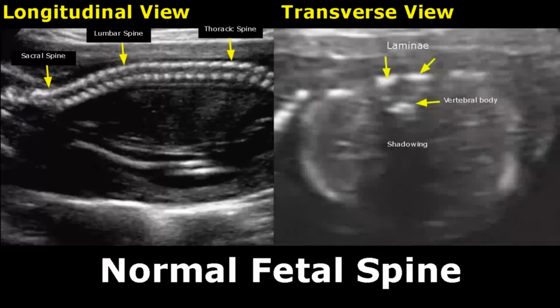This is a transverse view of the spine. We will see three hyperechoic ossification centers. This is the vertebral body and these are the laminae. Shadowing is seen in front of the spine.